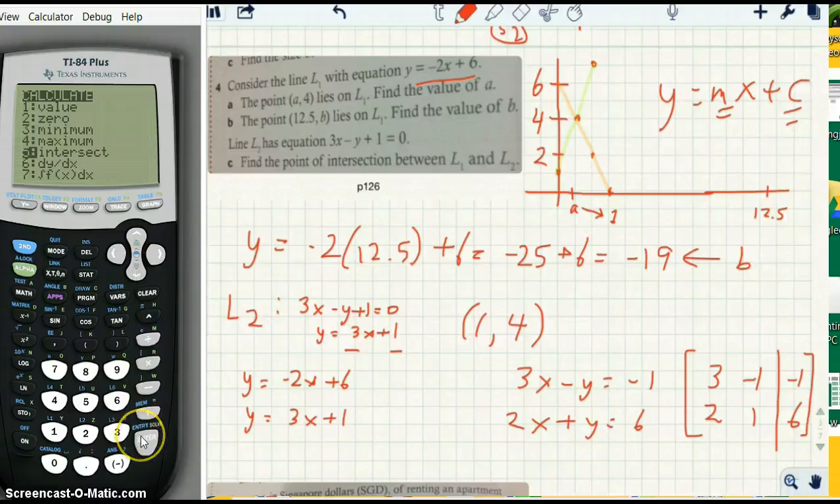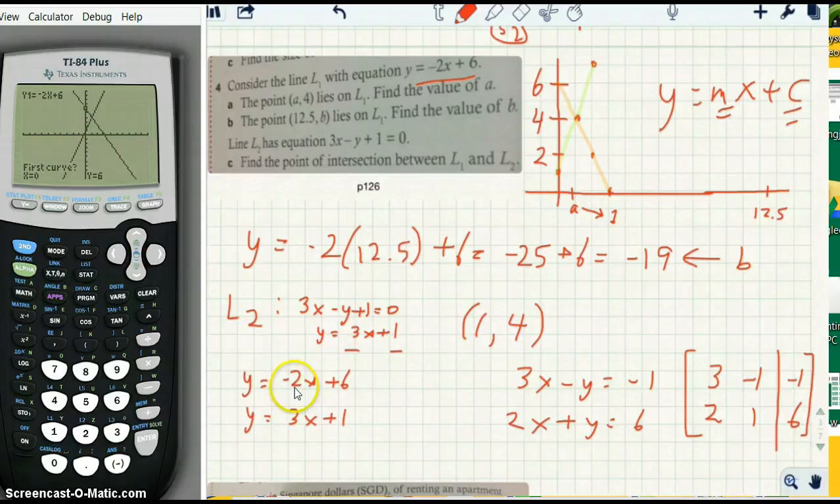Okay, intersect, enter. Okay, so it says y equals -2x plus 6. Is that the first curve you want to look at? And I say, yes. And then it says y equals 3x plus 1. Is that the second curve you want to look at? And I say yes. There's only 2 curves in it, so obviously. And then it says, do you want to make a guess of x equals 0, y equals 1? That's fine. And then it tells me the intersection of the two. So it says that the intersection is x equals 1, y equals 4.